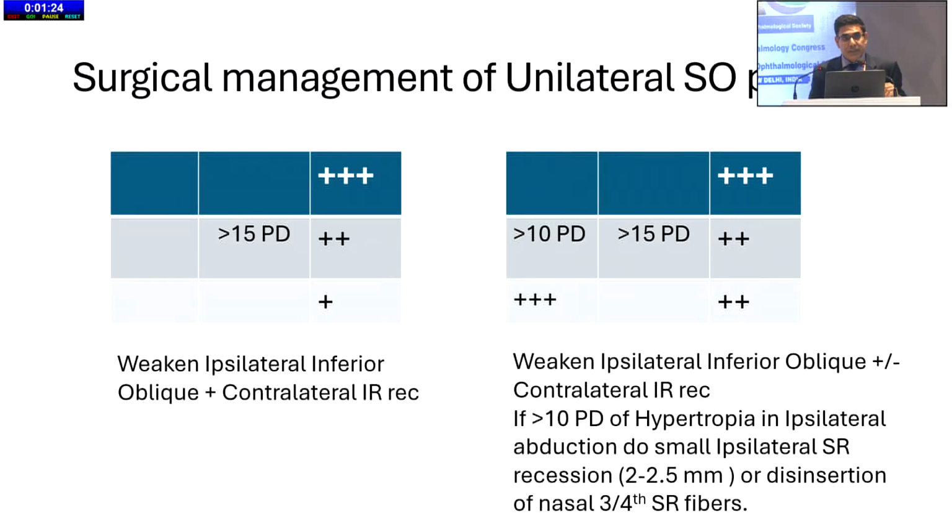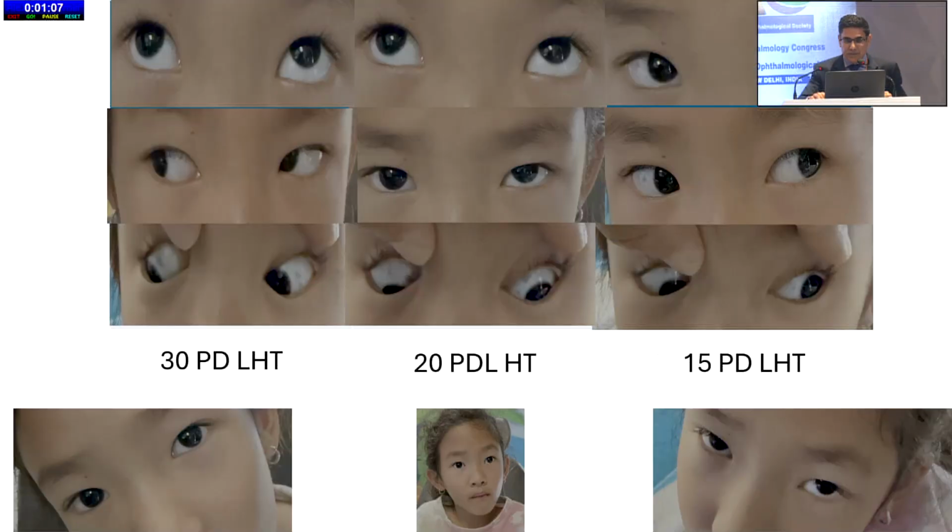There's another procedure which I've started doing lately, which is the disinsertion of the nasal three-quarters of the superior rectus fibers. The beauty of that procedure is that it doesn't make torsion worse. So it's actually good for the torsion, but if you're recessing the superior rectus, you'll have to move it temporally.